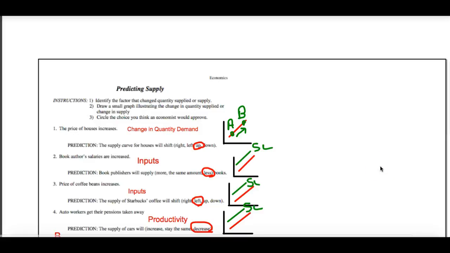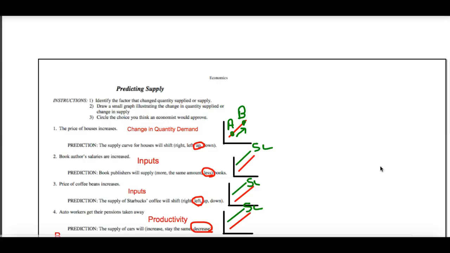All right, first period or second period. Hopefully you've already worked through the examples. You had your predicting supply example, and then you had another cost and revenue worksheet that you had to work with partners. These two papers will be part of your notebook check tomorrow or on Thursday, so please make sure that you have them in your notebook.